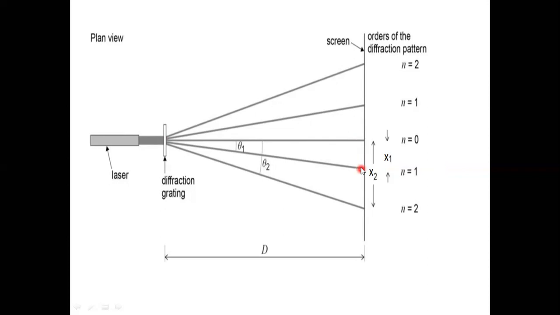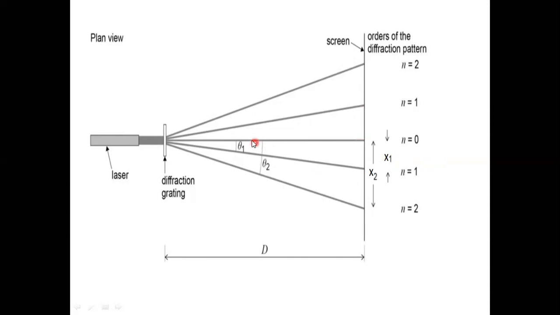Small x1 is the distance of the first order maxima from the central maxima. So this distance we can measure using the experimental setup. X2 is the distance of second order maxima from the central maxima. So we will note these distances x1, x2, capital D. Similarly, x1 dash can be considered as the distance of first order maxima from the central maxima on the other side of the screen, and x2 dash is the distance of second order maxima from the central maxima on the other side of the screen.